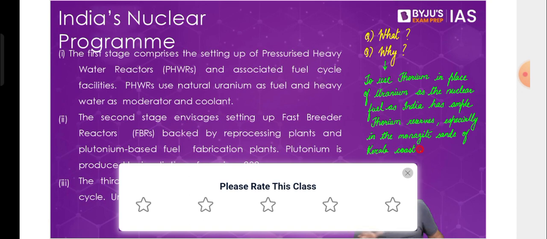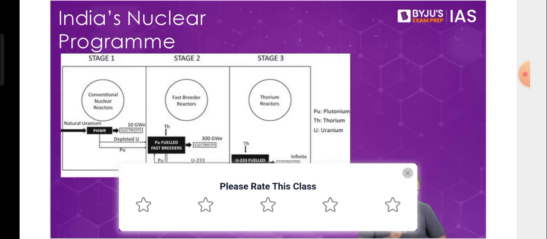Now, what is the program? What is India's nuclear program? It is a three-stage program, where in the first stage we are using pressurized heavy water reactors. In the second stage we are using fast breeder reactors, and in the third stage we are going to use thorium-based reactors. So look at this, this is what this entire program is about.